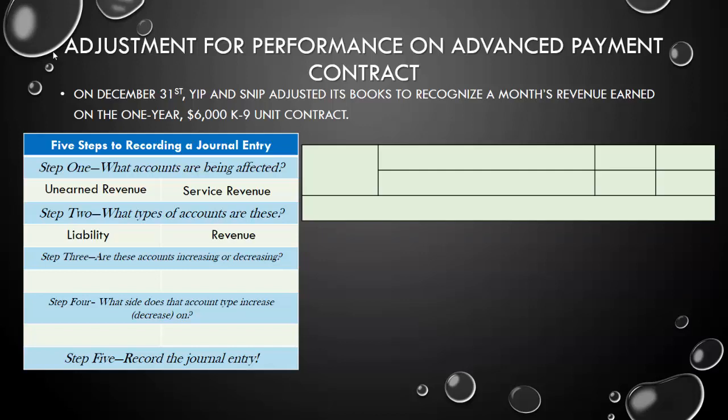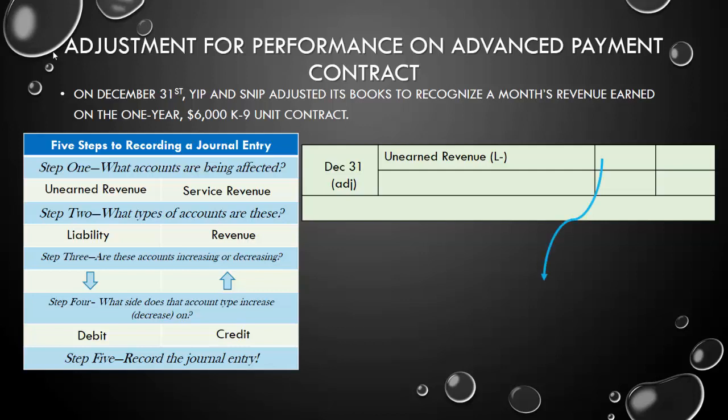Are these accounts increasing or decreasing? Like I said, we owe less work now that we've performed 1 month's worth of performance obligations for this canine unit. So our liability to them has to be going down. And service revenue, which tracks the amount of revenue we've actually earned by fulfilling those obligations, has to be going up. What side do these accounts increase or decrease on? Well, liabilities go down with a debit, while revenues go up with a credit. So our adjusting entry to recognize revenues actually earned on this contract for which we were paid in advance is going to be a debit to unearned revenue.